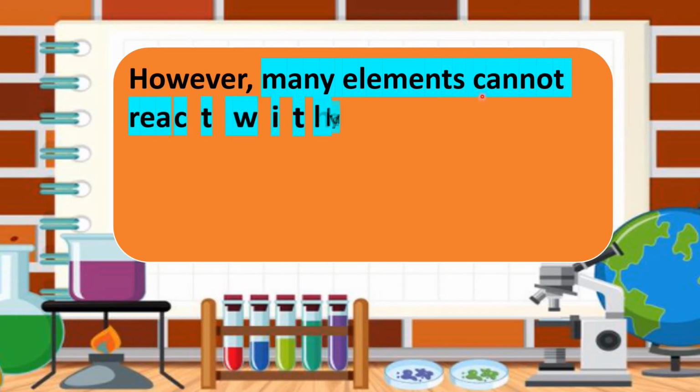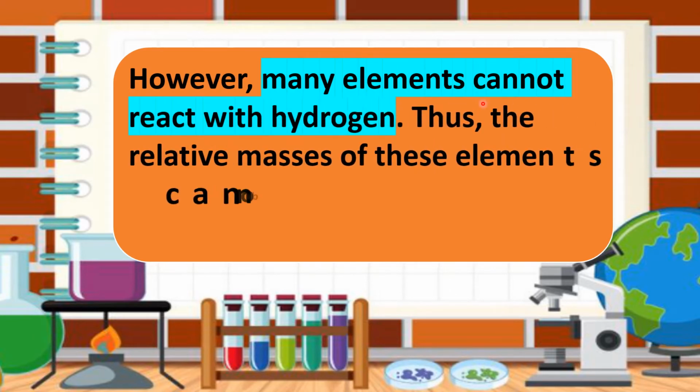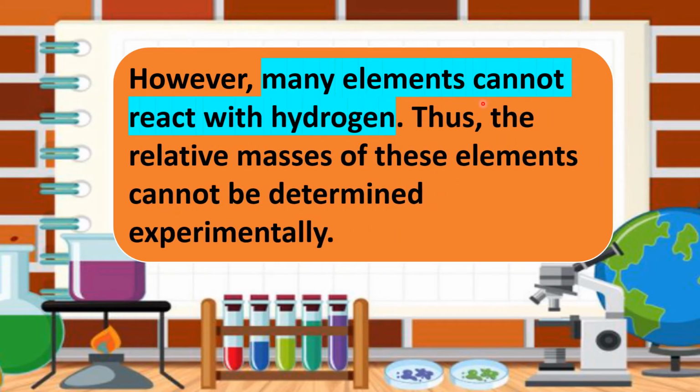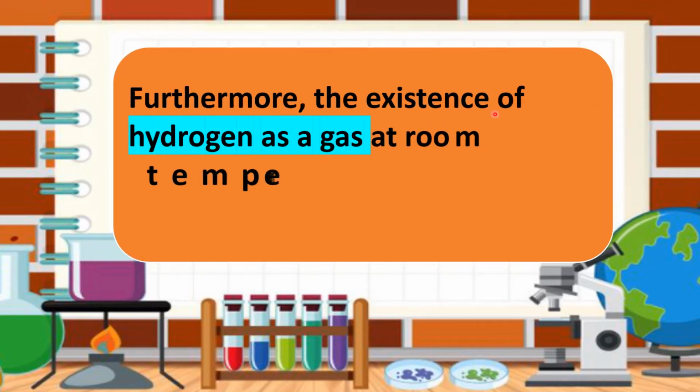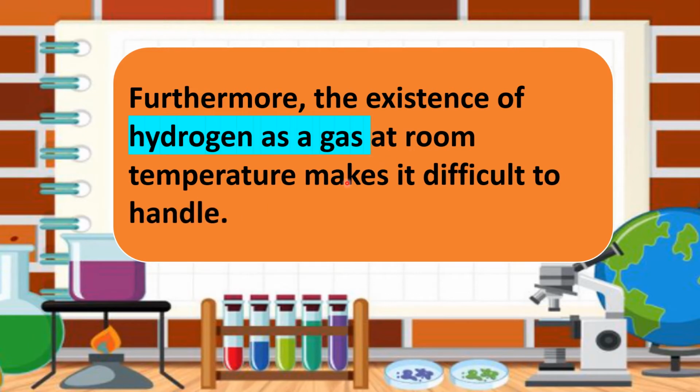However, many elements cannot react with hydrogen. Thus, the relative atomic masses of these elements cannot be determined experimentally. So that is the problem with hydrogen as the standard atom. Furthermore, the existence of hydrogen as a gas at room temperature makes it difficult to handle. It's not easy to handle gases. So that's another big problem why the hydrogen atom cannot be the standard atom.